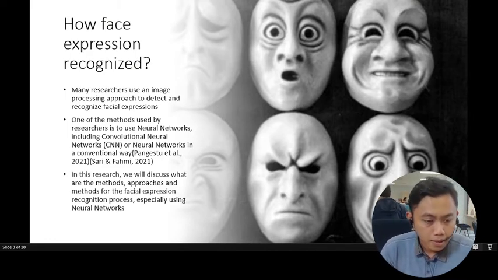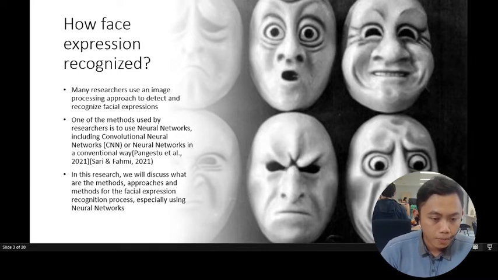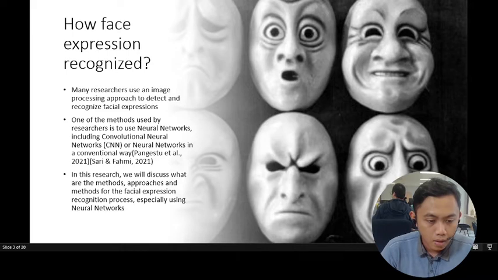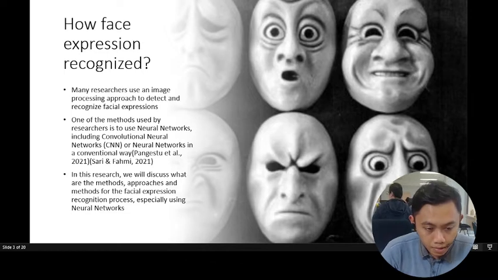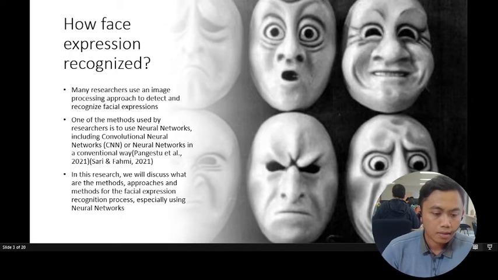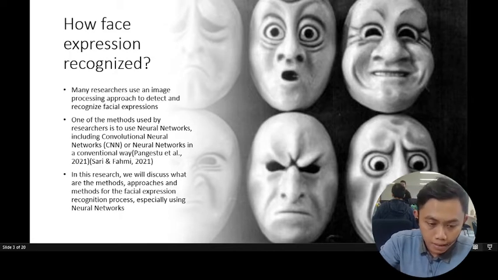So, how are face expressions recognized? First, many researchers use an image processing approach to detect and recognize facial expressions. Second, one of the methods used by researchers is neural networks, including convolutional neural networks or CNN, or neural networks in a conventional way. And third, in this research, we will discuss the approach and methods especially for the facial expression recognition process, especially using neural networks.